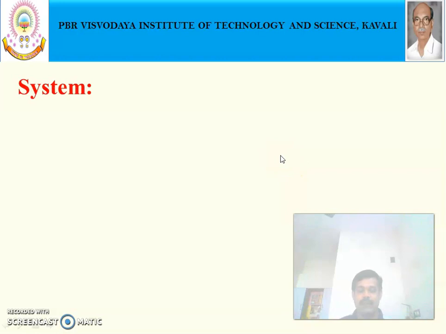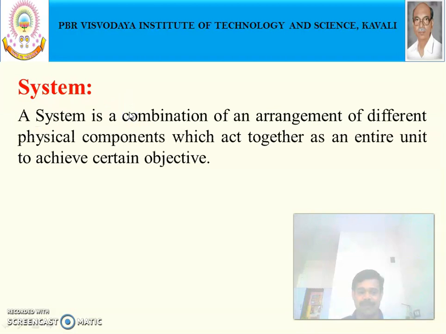Before going into the topic, first we are going to see what is system. A system is a combination of arrangement of different physical components which act together as an entire unit to achieve certain objective. What is system? A system will be having many components. Those components are connected to each other and they act as one unit in order to achieve some objective.